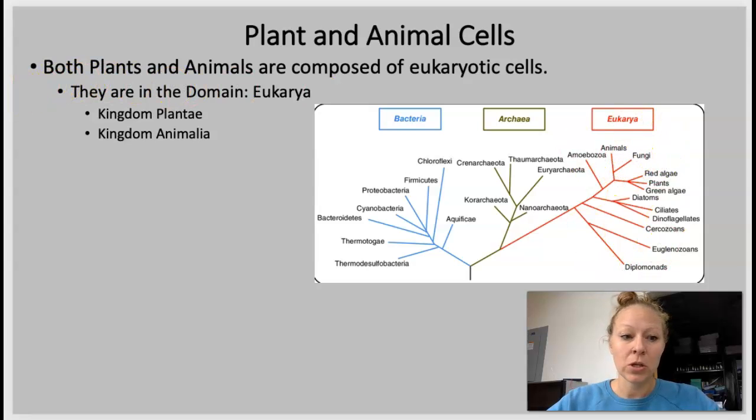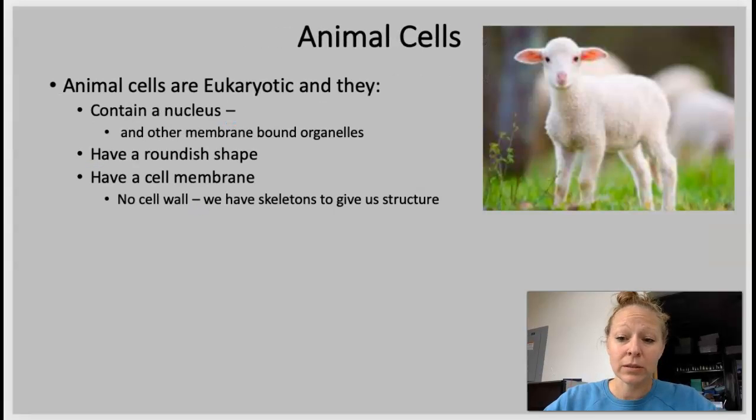So let's look a little bit closer now at animal cells. Animal cells are the cells that make up living things like this little sheep here. Animal cells are eukaryotic, and so therefore they contain a nucleus and also other membrane-bound organelles. Remember that eukaryotic cells are complex. They have membrane-bound organelles, one of those organelles being a nucleus. They also have a generic roundish shape, as compared to a plant cell, which tends to have a squarish shape because they have cell walls.